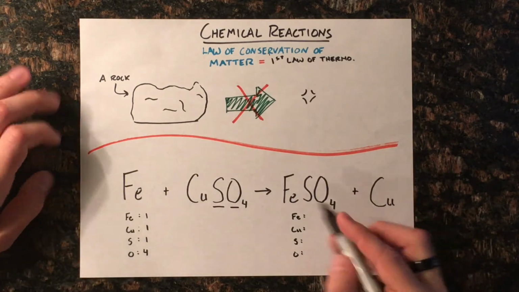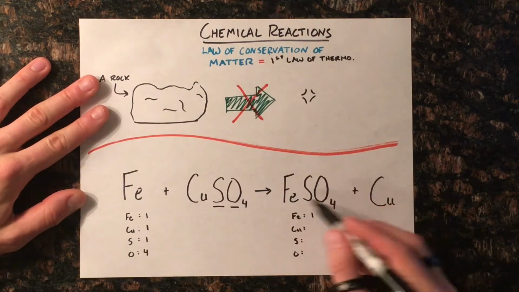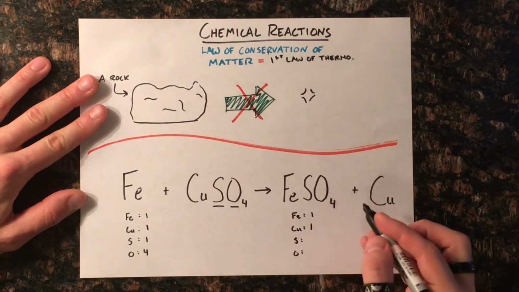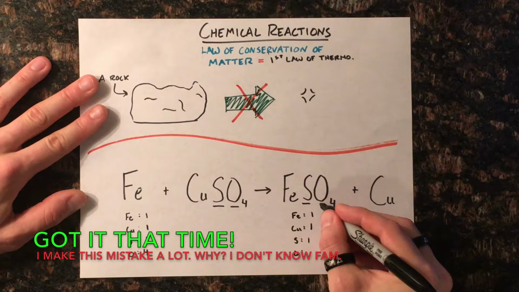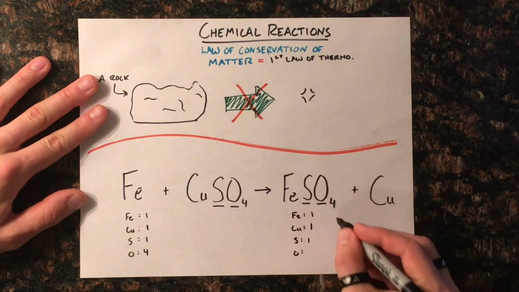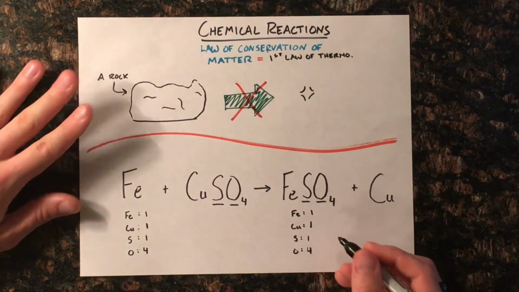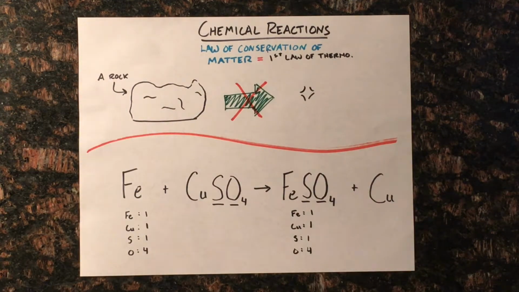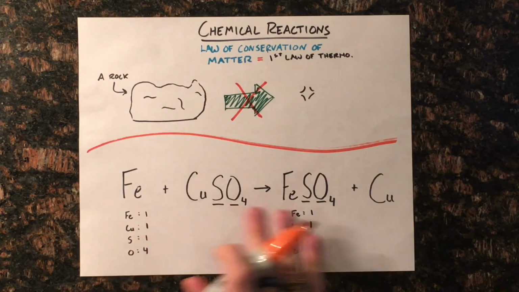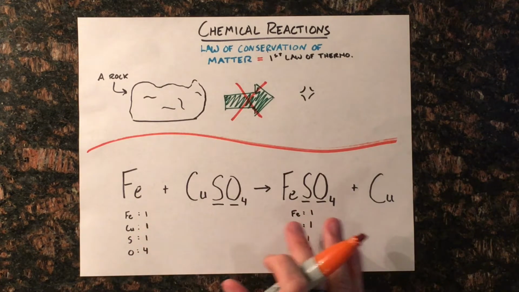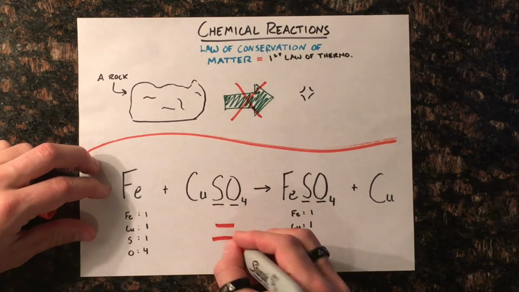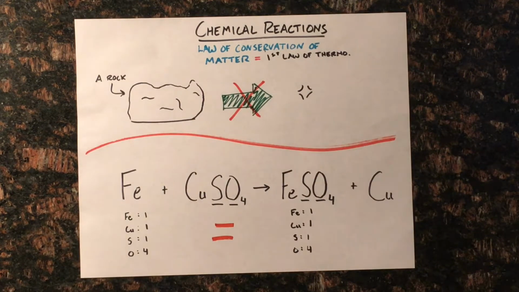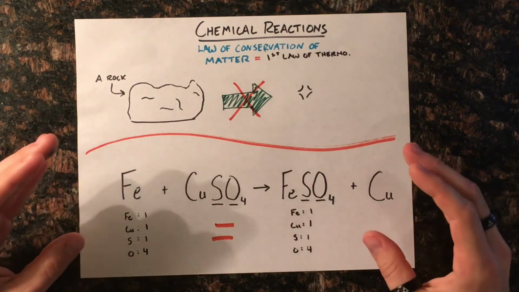Now if we take a look over here, we still only have one iron. Still only have one copper, it's just in a different place. Still only have one sulfur. And there's our oxygen, and there's that subscript of 4. So we have 4. And if we count all these up, we should see that they're equal. So we've got one over here for iron, one copper, one sulfate, and 4 oxygens and 4 oxygens. So this chemical reaction adheres to the law of conservation of matter, which means that it's a reaction that'll happen.